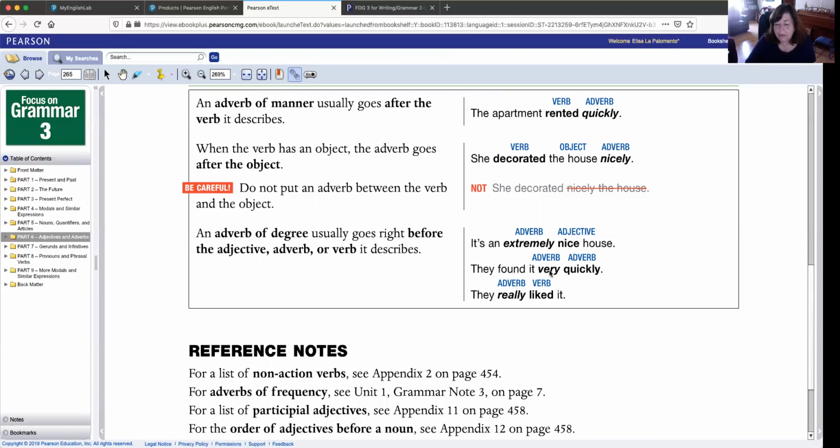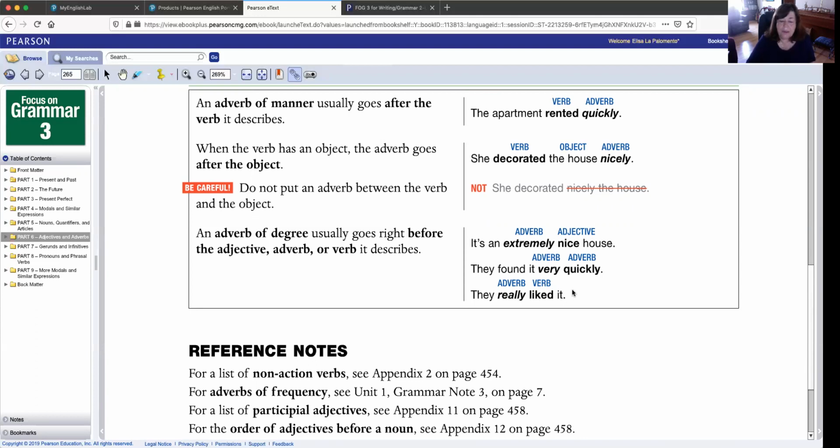They found it very quickly. Quickly is the adverb. And to the degree is very quickly. They really liked it. And again, here's the verb. To what extent they really liked it. That means very, very much.